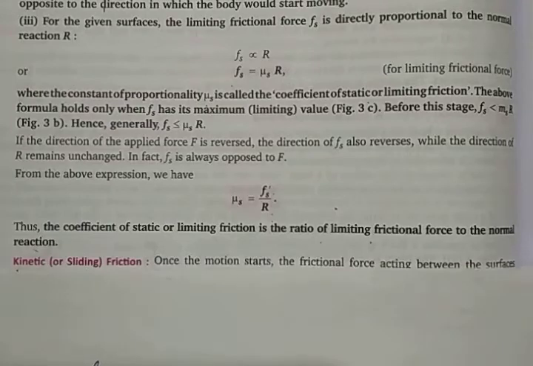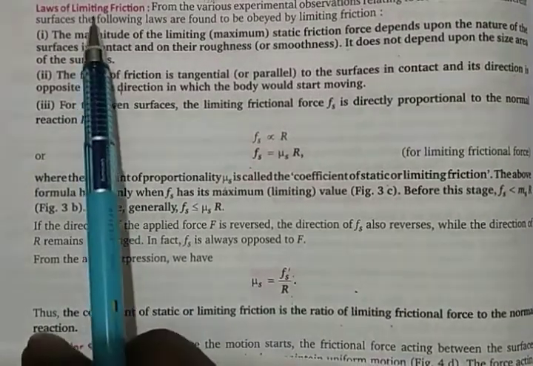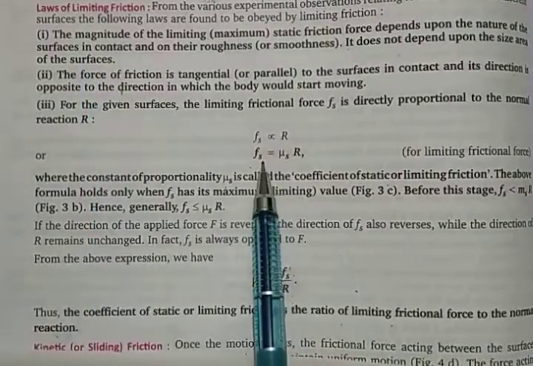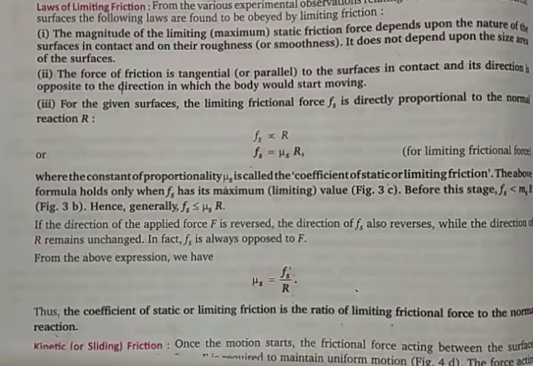When a body is at rest and is about to start moving, that is called the law of limiting friction. The limiting friction is the maximum of the static friction. Static friction is Fs and the maximum value is there. Now we go to the next part.